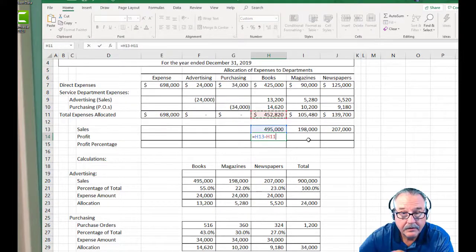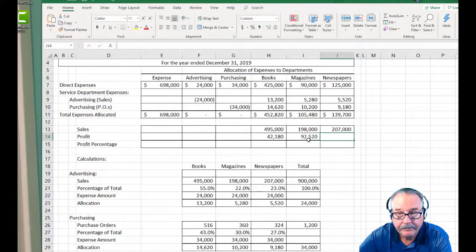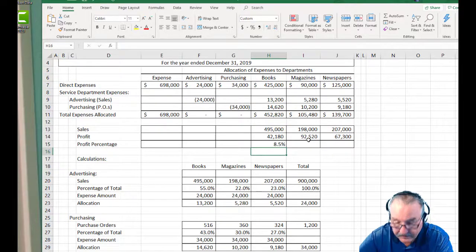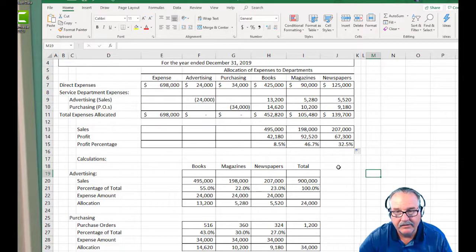subtract the expenses from the sales to get profit, and then I'm going to calculate that profit percent as a percentage of sales. So the book department has 8.5% profit, magazines 46.7% profit, and newspapers 32.5% profit.